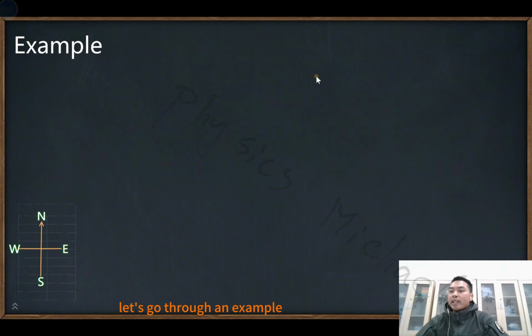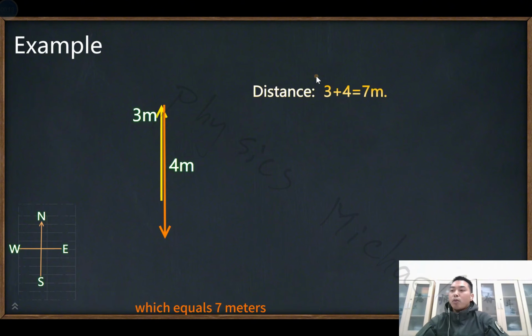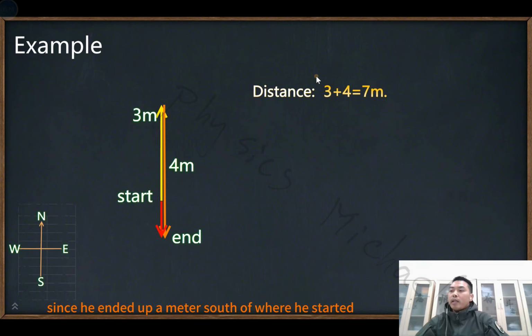Let's go through an example. Suppose a person walks 3 meters north and then turns around and walks 4 meters south. How far did he walk in total? The total distance traveled is simply 3 plus 4, which equals 7 meters. However, the person's displacement is the straight-line distance between where he started and where he ended. In this case, since he ended up a meter south of where he started, his displacement is 1 meter with the direction of south.